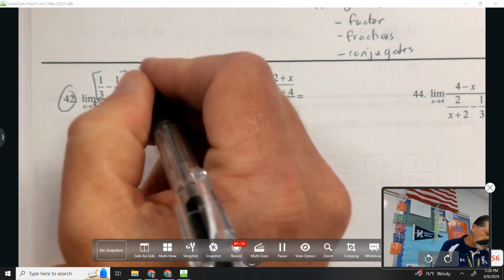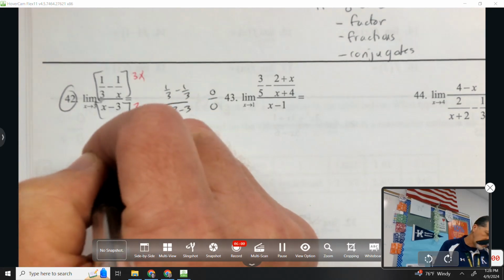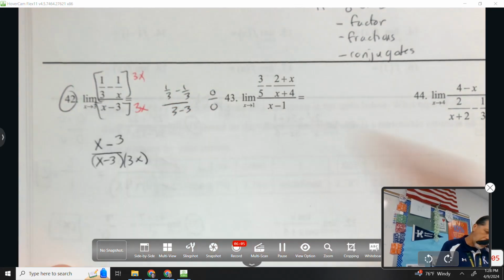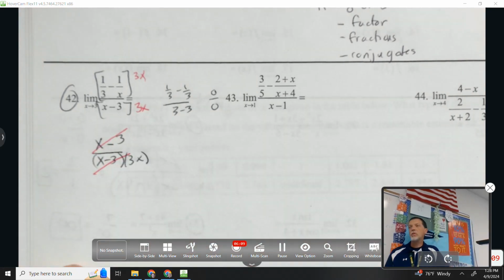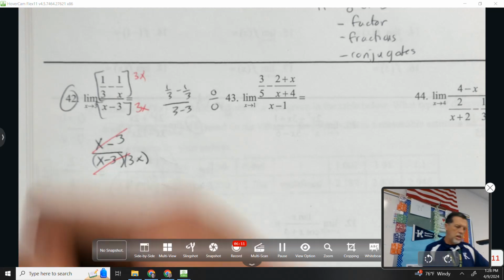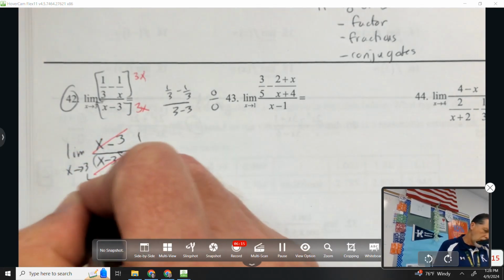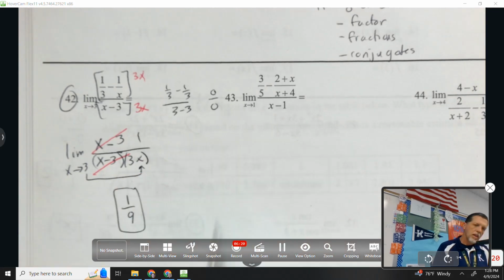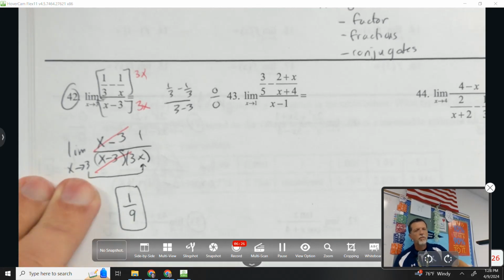So in the first term, the 3's cancel. In the second term, the x's cancel. And now the x minus 3's will cancel. That's what we hope to happen. That's what we expect to happen. And now we get to try again. Limit as x approaches 3 would be 1/9. There's our fraction example.